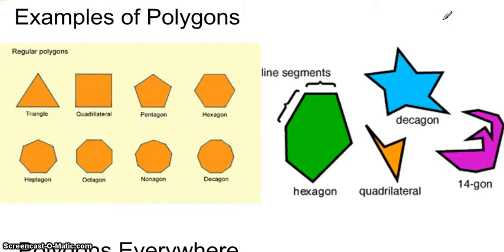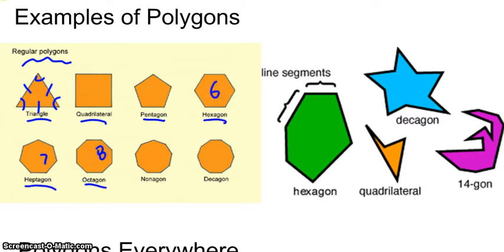So here's some quick examples of different kinds of polygons. All of the ones we have here are regular. What does regular mean again? It means that, remember, we have all the same length sides and all of the angles are congruent. We've got our triangle, our quadrilateral, our pentagon, 5 sides, our hexagon, 6 sides, our heptagon, 7 sides, our octagon with 8 sides, our nonagon with 9 sides, and decagon with 10 sides.